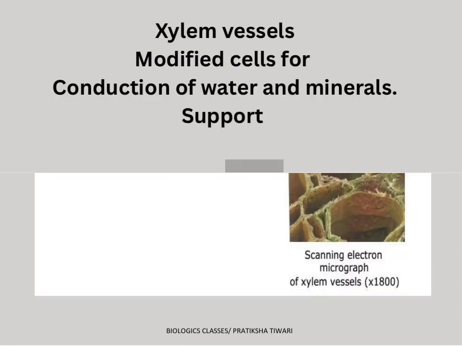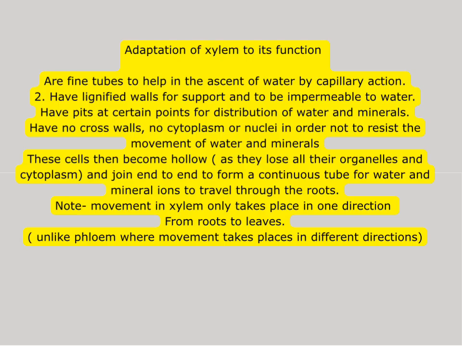Xylem vessels. Modified cells for conduction of water and minerals. Support. Adaptation of xylem to its function. 1. Are fine tubes to help in the ascent of water by capillary action. 2. Have lignified walls for support and to be impermeable to water. 3. Have pits at certain points for distribution of water and minerals. 4. Have no cross walls, no cytoplasm or nuclei in order not to resist the movement of water and minerals.